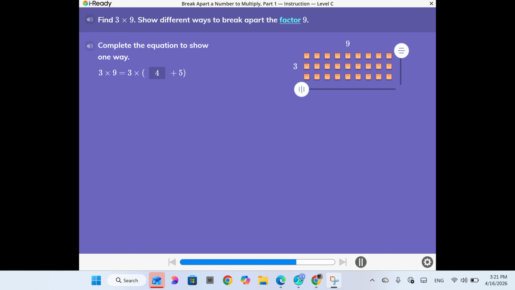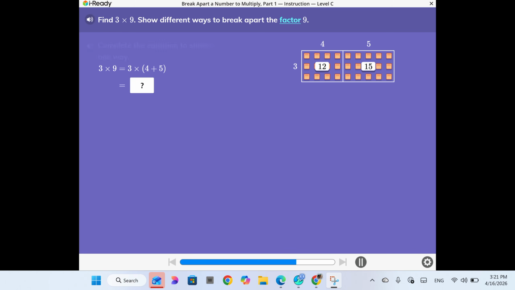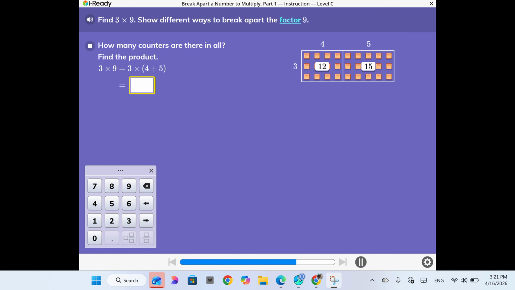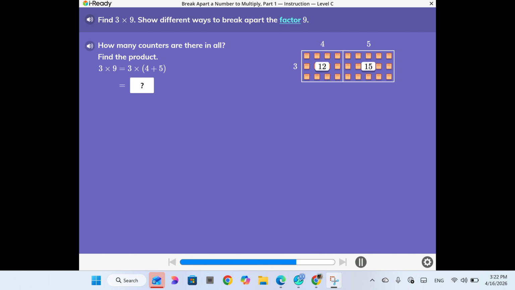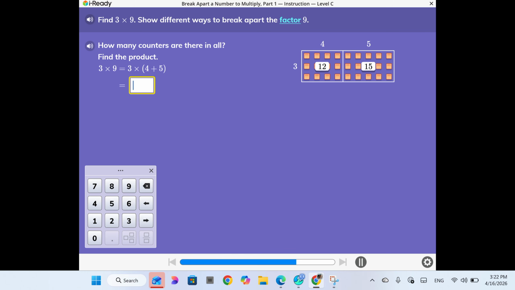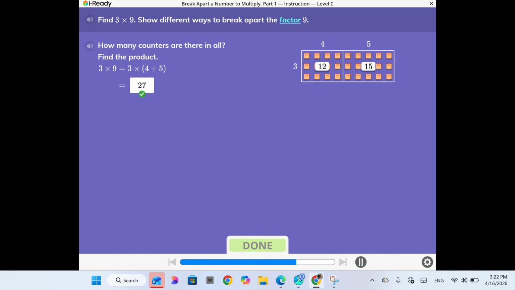Got it. 9 can be broken apart into an array with 4 counters in each row of one part and 5 counters in each row of the other part. 3 rows of 4 counters in the left array is 12 counters. 3 rows of 5 counters in the right array is 15 counters. How many counters are there in all? Find the product. Three times 9 equals 27.